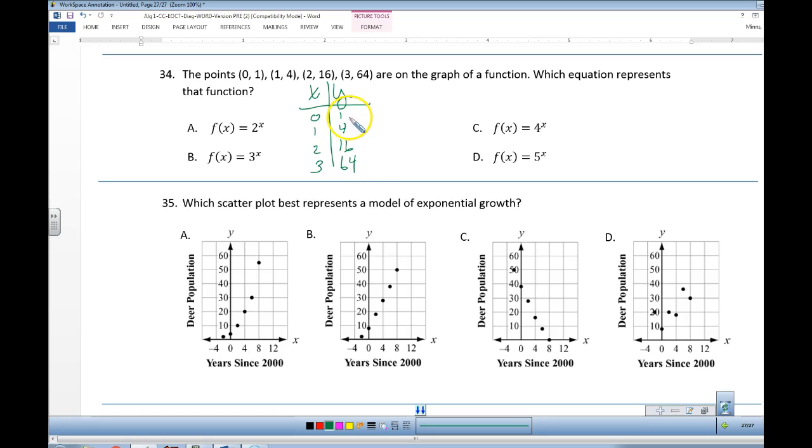Well, this is my first term. I go from 1 to 4 to 16 to 64. So I know that is 4 to the first power, 4 to the second power, 4 to the third power, and even 1 would be 4 to the 0 power. So it's going up, f of x equals 4 to the x power. You couldn't get 5 to any power to be 4. 2 to any power could be 2, but then it gets messed up as we go down, and it couldn't be 3. So C, f of x equals 4 to the x power.